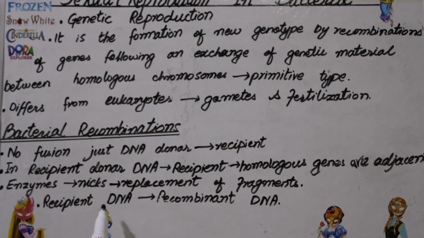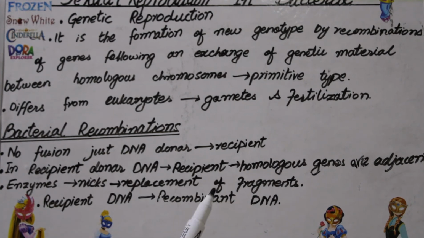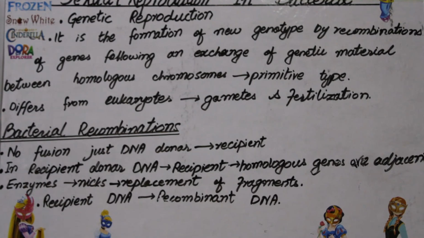Why recombinant? As you know, because it now has both. So it is recombinant. Recipient DNA becomes recombinant DNA because it has the portions of both the donor DNA as well as the recipient DNA.